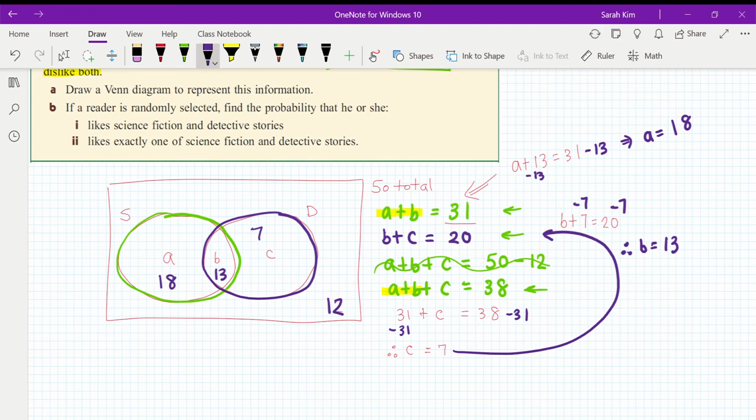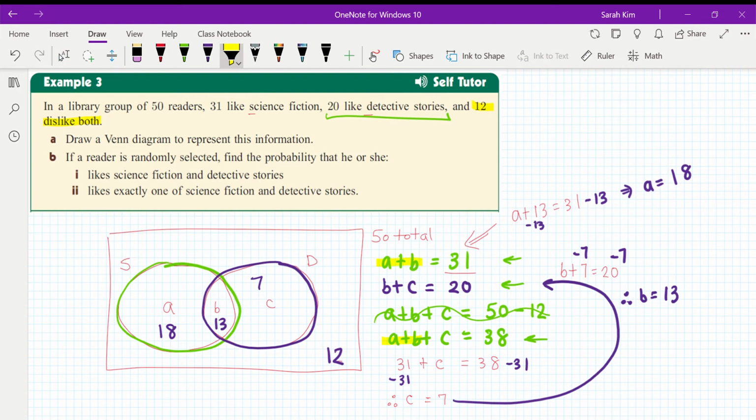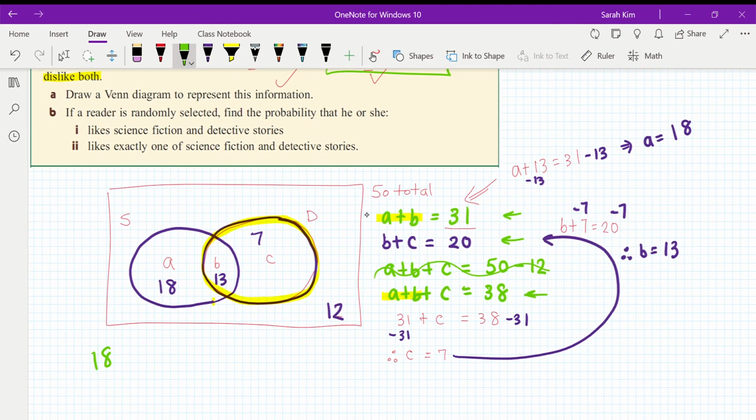So let's double check all the information just so we are sure of our Venn diagram. 31 people like science fiction. Well, that's this many people, 18 plus 13. Is that correct? Yep, that's 31. 20 people like detective stories. That's this many people. 13 plus 7 is 20. Great. So that fact is correct, that fact is correct. And then 12 people is outside. So if I add all of these numbers together, they should add up to 50 people. So 18 plus 13 plus 7 plus 12 must be 50.